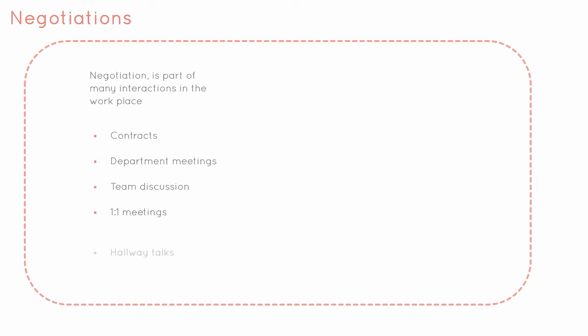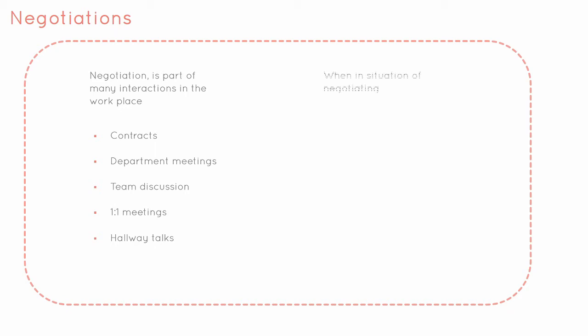And last but not least would be hallway talks. I know it might sound weird to some of you why hallway talks is a negotiation, but again, when we are exchanging words and we are exchanging ideas, when we just meet each other casually, it can be considered as a casual idea negotiation. So this is also an opportunity to negotiate something.